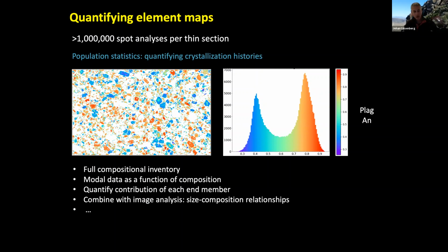You could also combine the quantitative element maps with image analysis to obtain relationships between composition or crystal size. And there are a lot more possibilities that you could think of using these sort of quantitative data, which I'm sure you can do for your specific field quite readily. So this is a very powerful way of taking your igneous rock and reconstructing quantitatively the full crystallization history.